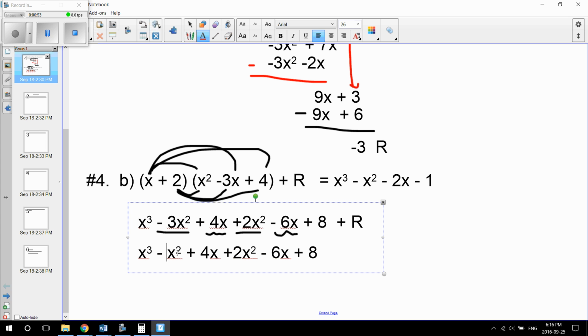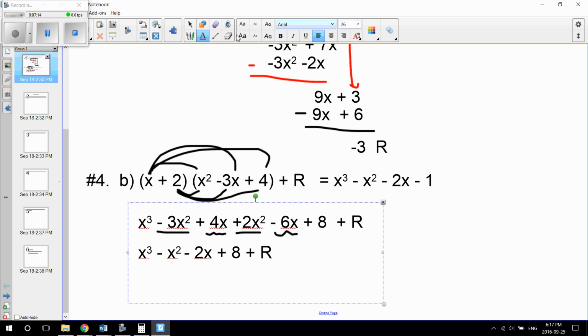So instead of a negative 3x and a plus 2x squared, we're now just going to have a minus x squared. And to put our 4x and our 6x together, we're going to be left with a negative 2x. And then we still have our plus 8 and our plus remainder.